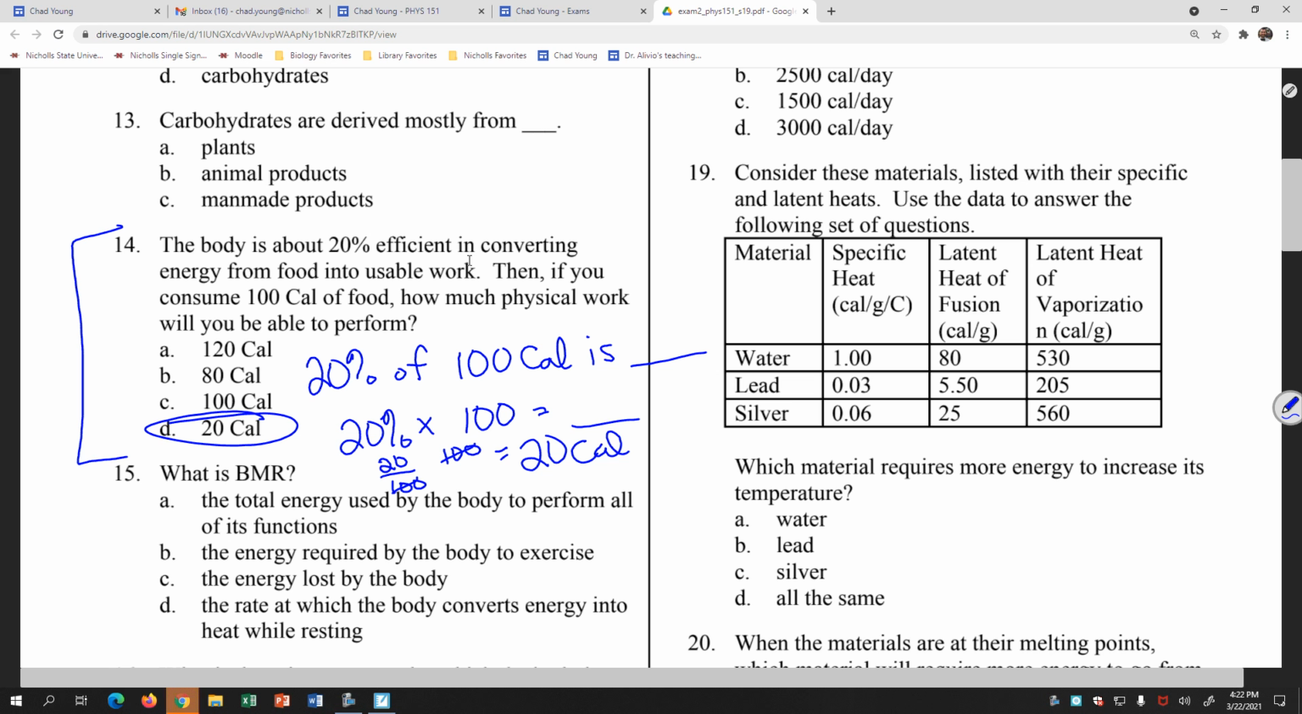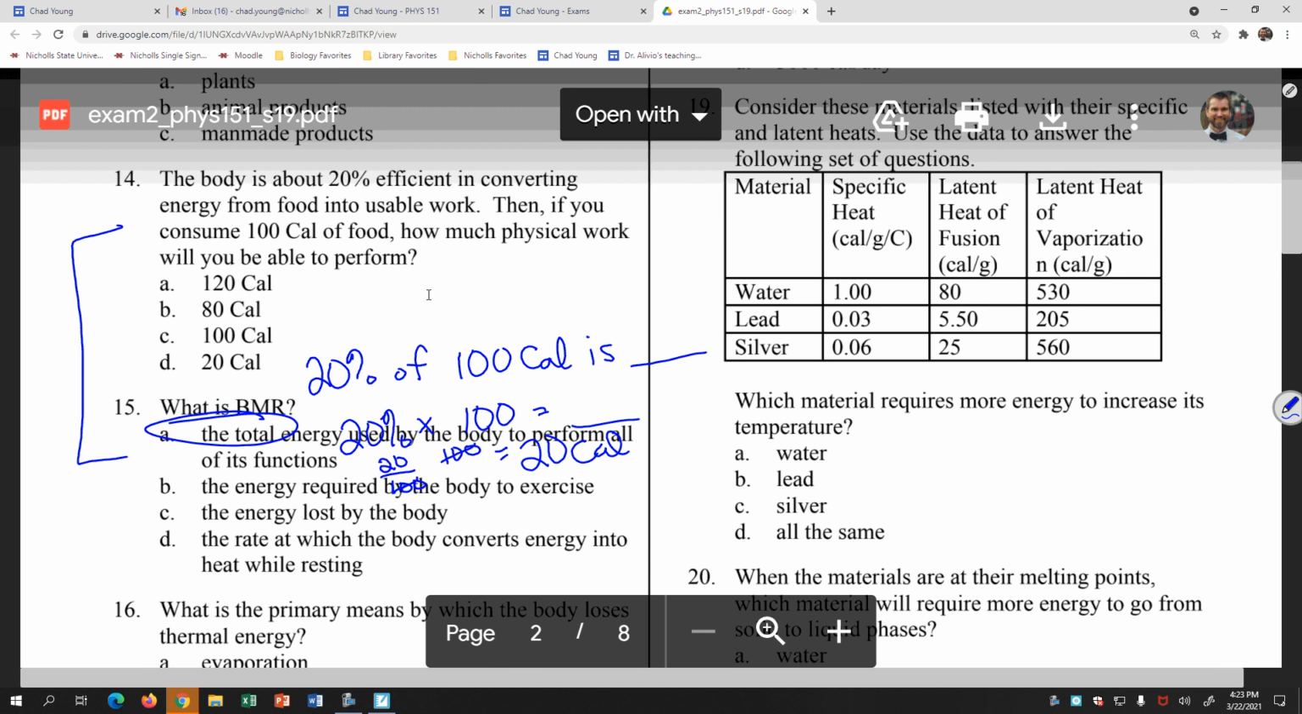Now, I could phrase it in a different way. I could say, how much energy is lost in this system? Well, if it's just 20% and I consume 100 calories, I'm actually losing 80 calories. Those are unusable. That's just given out as heat of the body. The body heats up and it goes into your BMR. Okay, look at the past exams. We'll look at some others and we'll see how that works out.